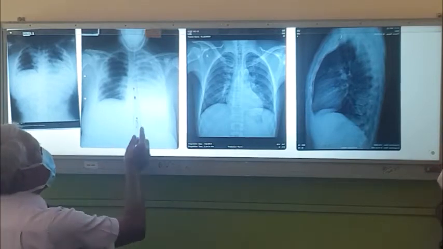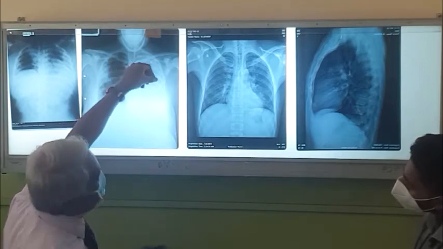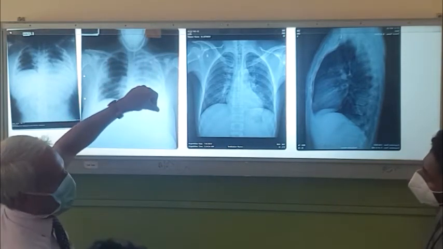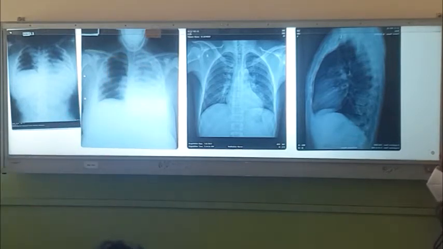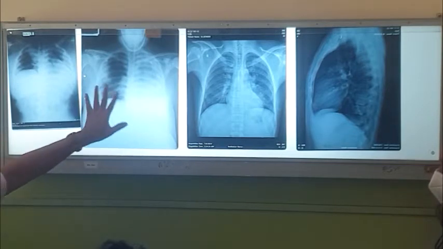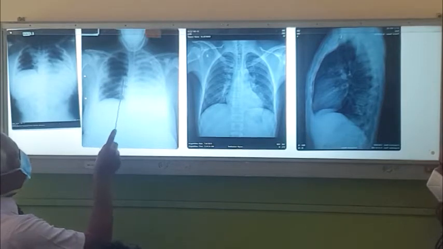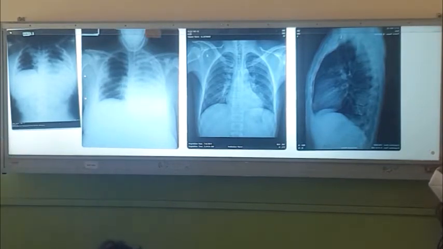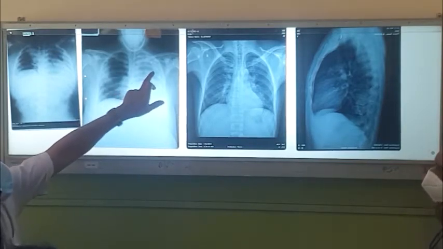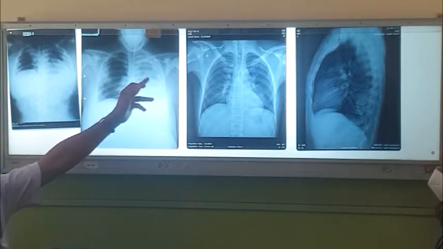There is a whitish area with some branching air within that. So this is called air bronchogram. So this is opacity with air bronchogram, which means consolidation. This ICU patient came to ICU because of bilateral pneumonia, bilateral consolidation. Even if you see here, you can see opacity, some branching air bronchogram is there. So these are bilateral consolidations with air bronchogram.